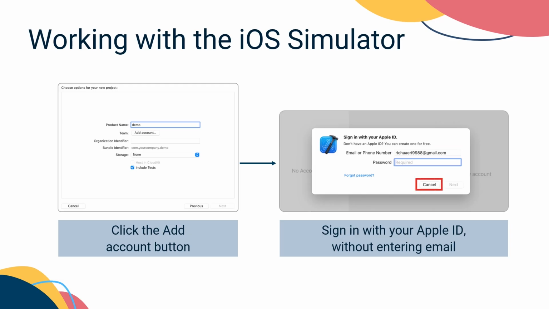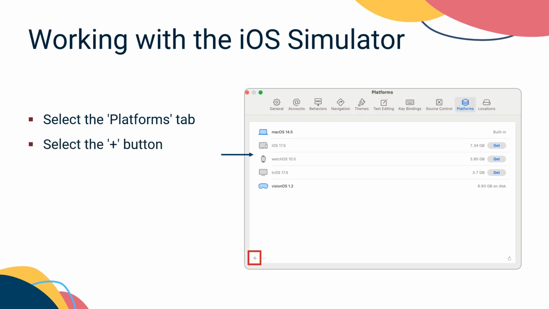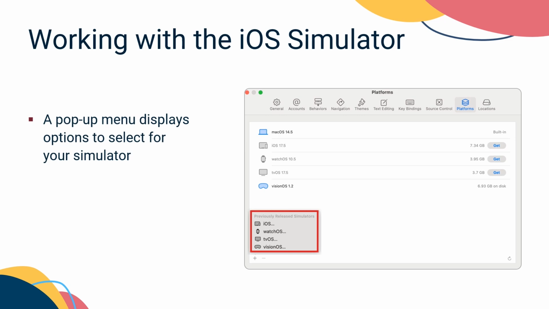After clicking the Cancel button, another window will open displaying several tabs. Select the Platforms tab to display a list of available devices or platforms. From the list, you can choose any device or platform for which you want to install the simulator for. For example, if you want to work with iOS simulators, click the plus button at the bottom left corner. After clicking the plus button, a pop-up menu will open, displaying menu options for you to select your simulator. As you want to work with iOS simulators, you will choose iOS.